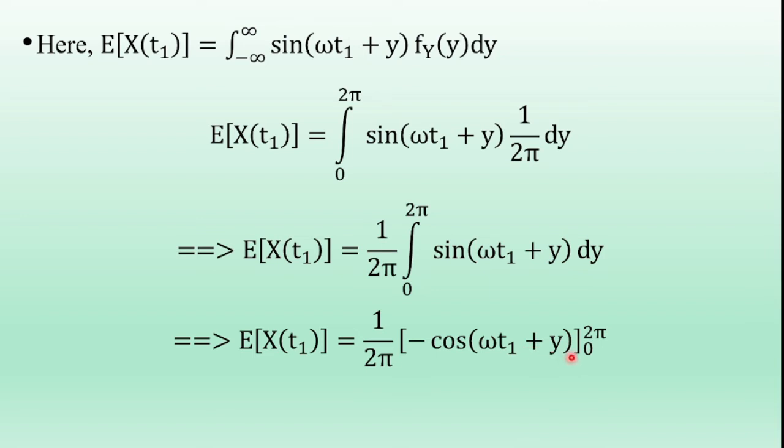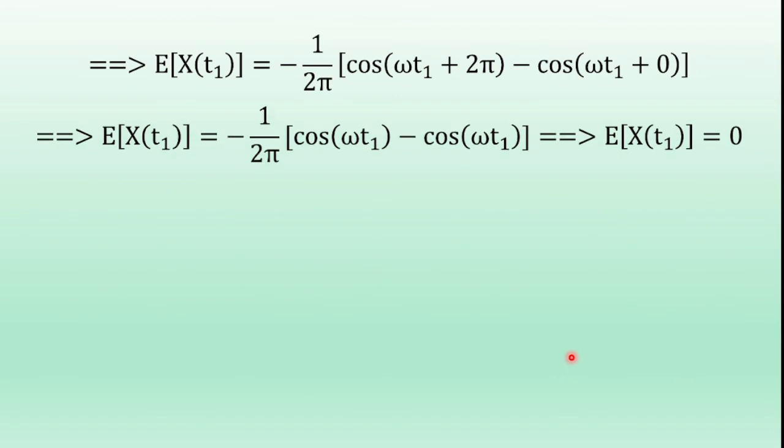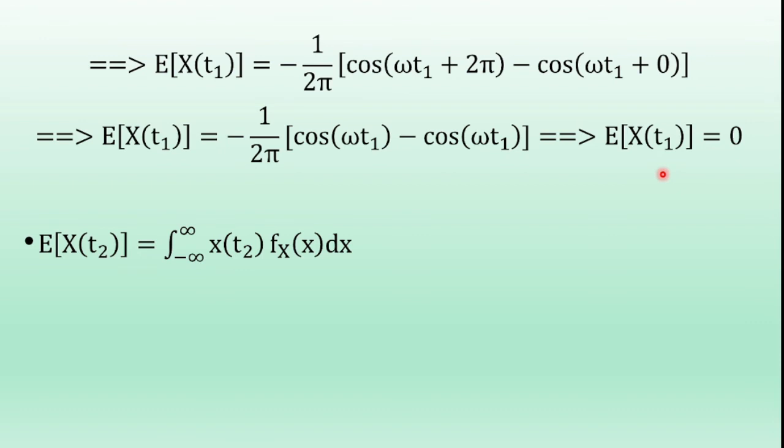Now substitute the upper value of y and lower value of y. We have minus 1 by 2 pi cos of omega t1 plus 2 pi minus cos of omega t1 plus 0. Cos of 2 pi plus omega t1 is cos of omega t1, minus cos omega t1, so plus cos omega t1 and minus cos omega t1 cancel. Therefore expectation of x of t1 is equal to 0. Similarly, calculate expectation of x of t2.